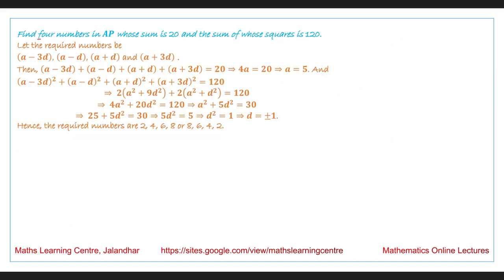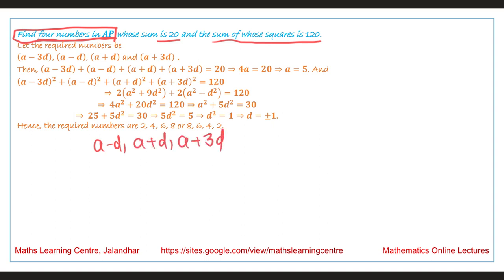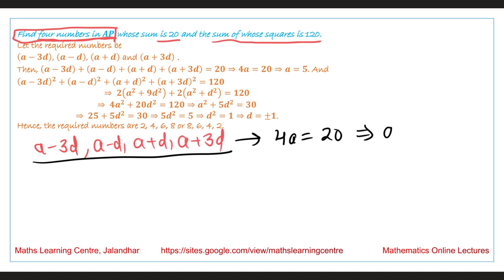Next is 4 numbers. We have to find the 4 numbers in AP whose sum is 20 and sum of whose squares is 120. So if we are assuming 4 numbers in AP, they are a minus 3d, a minus d, a plus d, and a plus 3d. Now if we add all these numbers, the answer is 4a, and it is given to be equal to 20. So this implies that the value of a is 5. So we have 5 minus 3d, 5 minus d, 5 plus d, and 5 plus 3d. These are the 4 numbers.